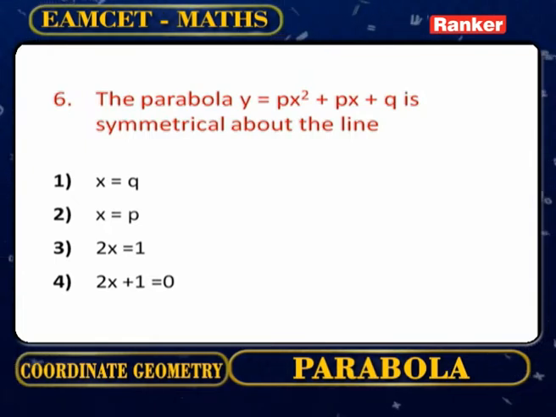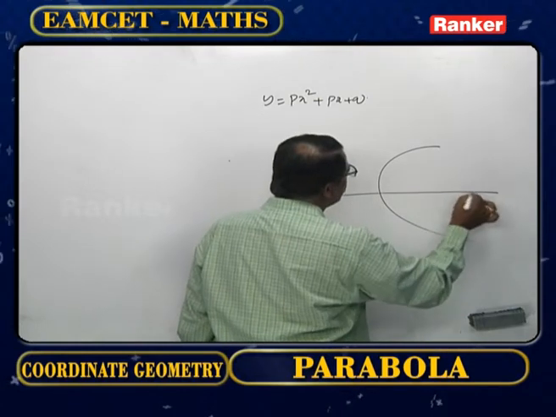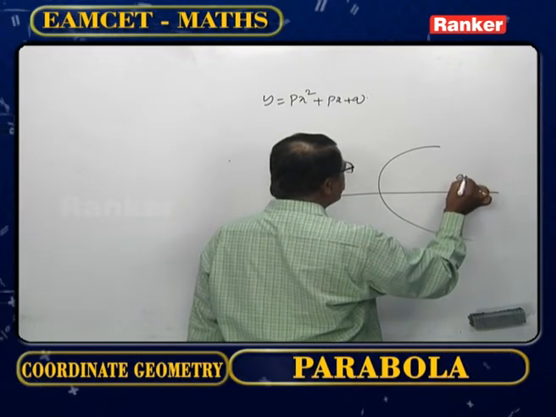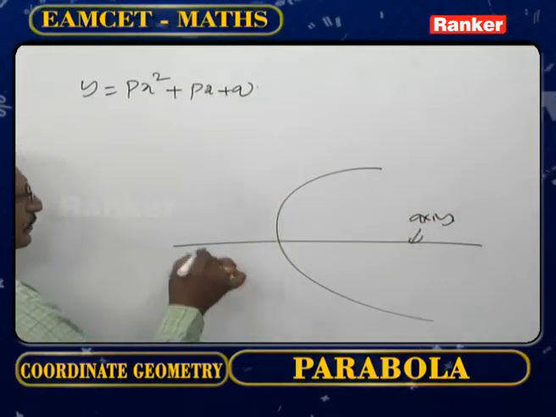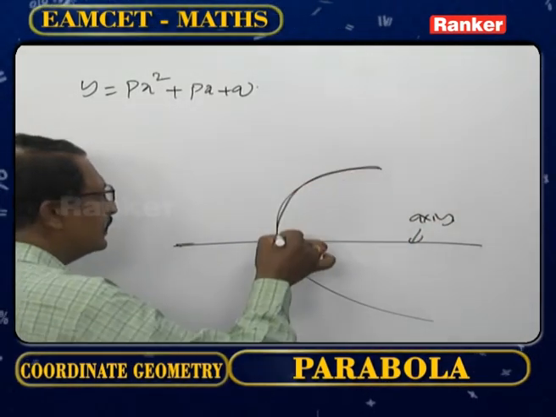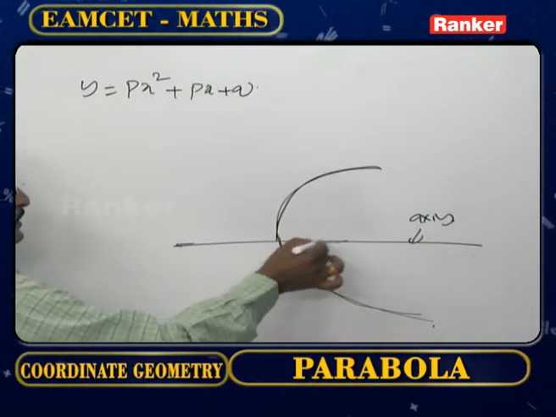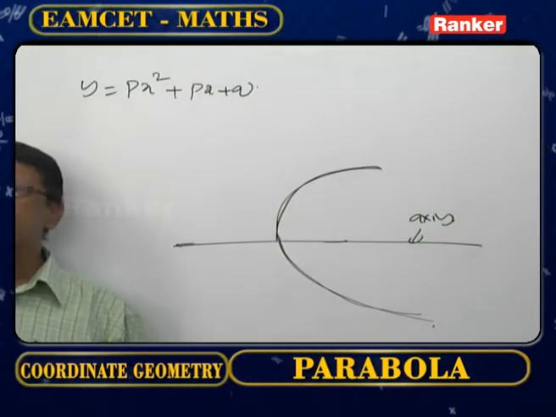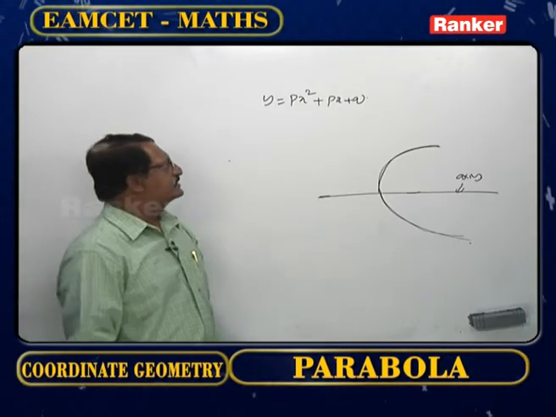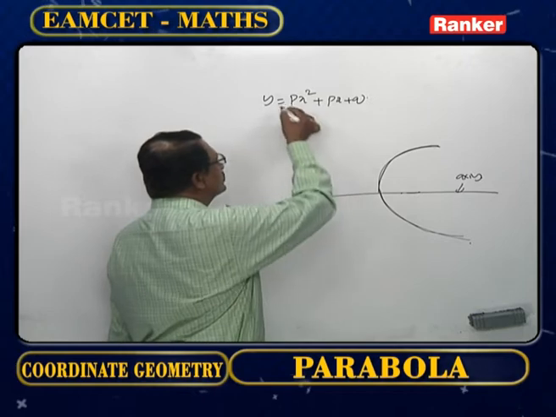The parabola y equals px square plus px plus q is symmetric about the line. Any parabola is symmetric about the axis of the parabola, because the parabola above the axis and below the axis will be symmetric about the axis. Now, the required equation of the axis of the parabola.